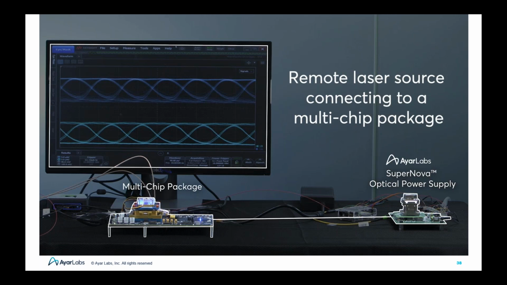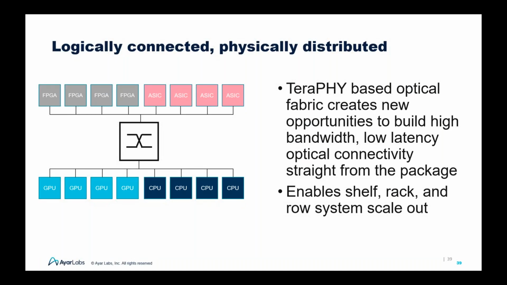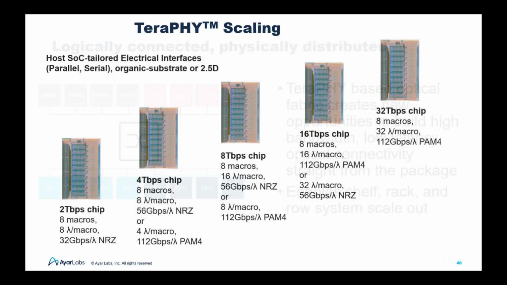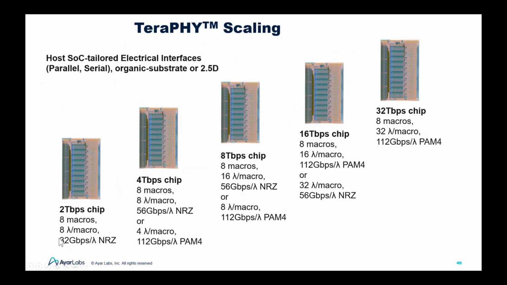I think with all this demonstration, we are thinking that we can have larger disaggregation at the architecture level. We can have more GPUs and CPUs communicating with each other, with FPGA and ASIC, through the fiber optics. As a roadmap, we still just demo 10 macros or 8 lambdas in NRZ. There is a chance for us to move to 56 gig NRZ or 112 gig PAM4 in the optics, and then we can still increase the number of macros and number of lambdas as we go, and we think at the end we can get to 32 terabit per second per chip.